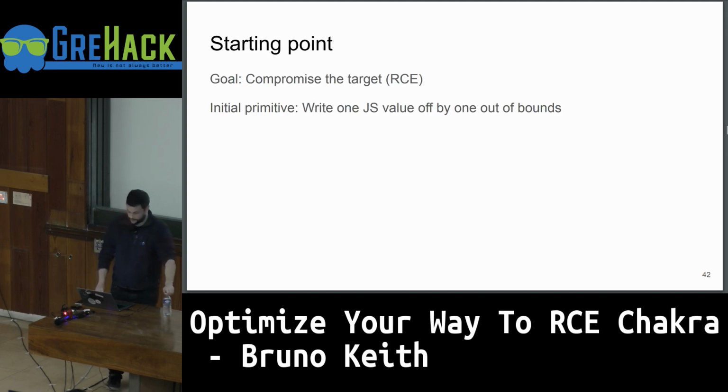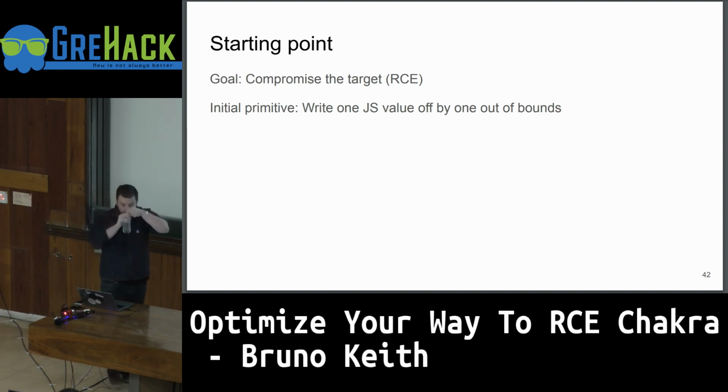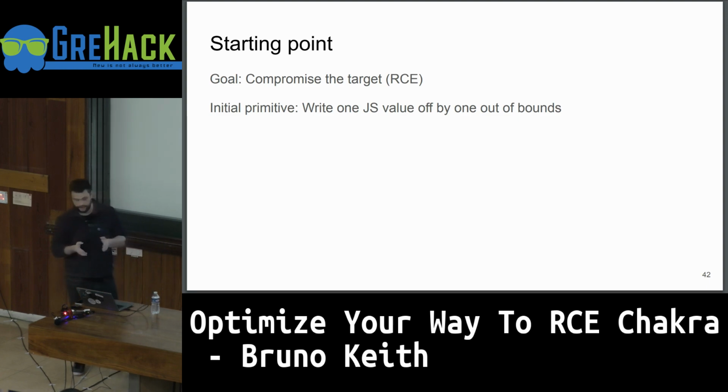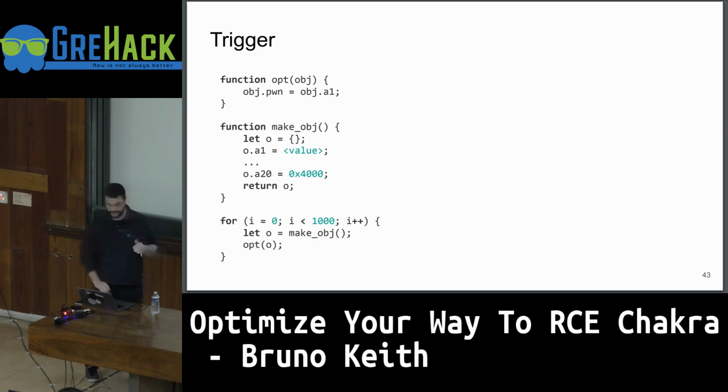Which takes us to the exploitation journey. So let's write down the goal. We want to compromise the target. What that means, remote code execution. And the initial primitive we get is we write one JS value off by one out of bounds. So we'll be looking a bit at what happens here.